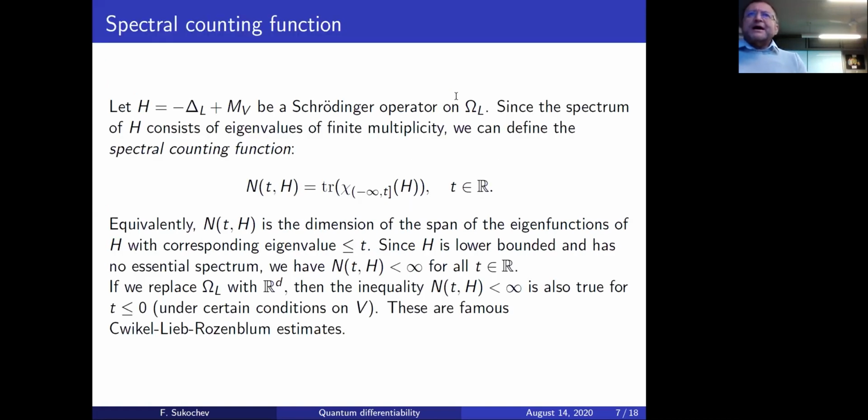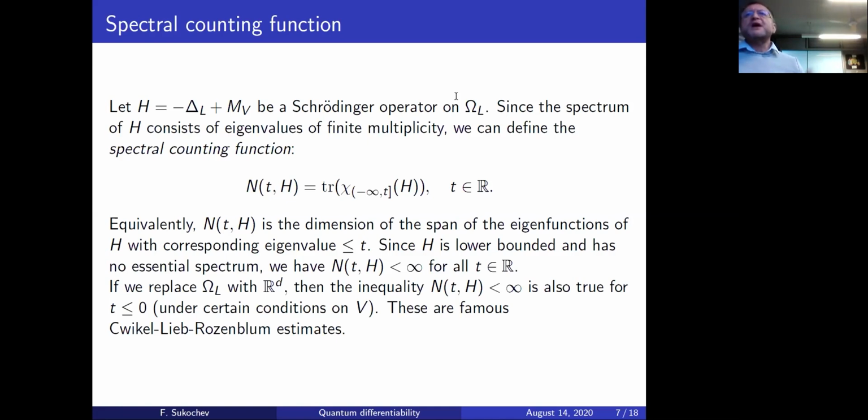Now, how physicists actually come to study the spectrum of the Hamiltonian. So let's again return to the situation when my Schrödinger operator is on the cube, Omega_L. At some stage I will start varying this side length L, but at the moment L is fixed. So we know that H has only eigenvalues of finite multiplicity here, and so we can introduce the counting function.